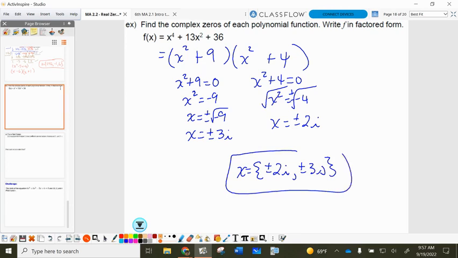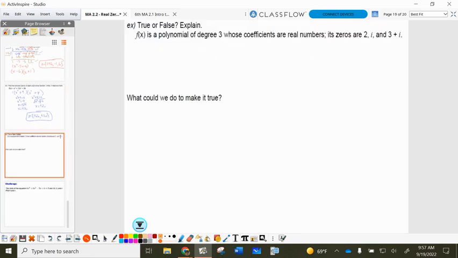So not all will be that hard, still using our other factoring tools when we have them. Now, a quick true or false.